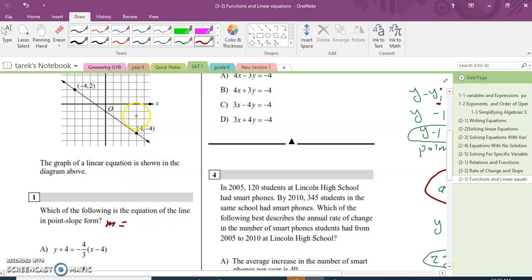Let's consider this is x2 and y2, and this point is x1, y1. Get the difference of y over the difference of x. You have to get the difference of y above, so it will be negative 4 minus 2 over 4 minus negative 4. 4 minus negative 4 means 4 plus 4.